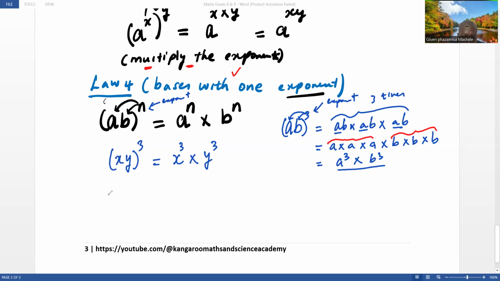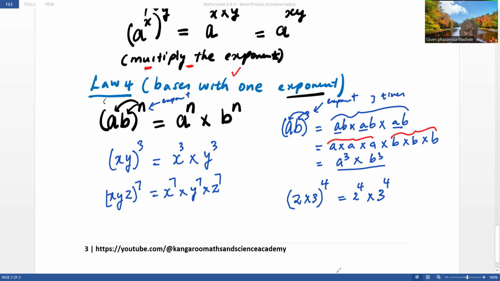Even if we have, let's say, (x times y times z) to the power of 7, this will be x to the power of 7 times y to the power of 7, and z to the power of 7. This is according to this law. I believe you are following. So (2 multiplied by 3) to the exponent of 4 is the same as 2 to the exponent of 4 times 3 to the exponent of 4. This is law number 4.